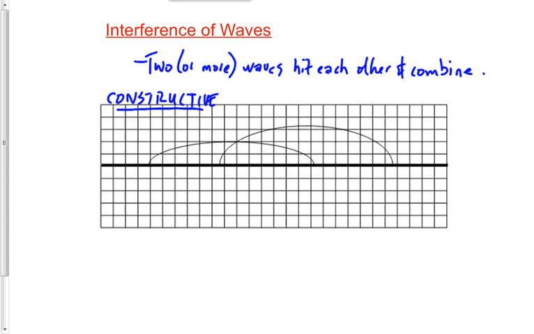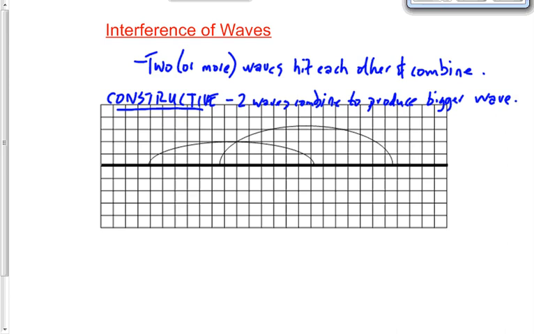Constructive interference occurs when two waves combine to produce a bigger wave. That bigger wave can be a bigger crest or a bigger trough. So in other words, if you have two crests hitting each other, then they'll make a bigger crest, and that's constructive interference. If two troughs hit each other, then they're going to make a bigger trough. We'll also call that constructive interference.